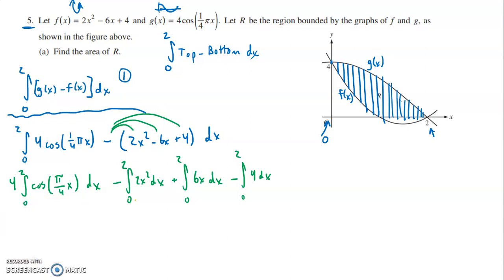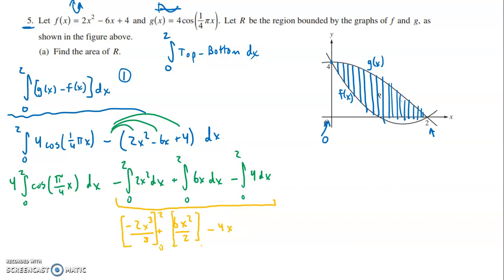Most of you will not have too much trouble doing this part. This part is just the power rule. So the integral of negative 2x squared, we're going to have negative 2x cubed over 3. The integral of 6x, we're going to have 6x squared over 2. And then the integral of negative 4 is going to be negative 4x. Now each of these needs to go from 0 to 2.